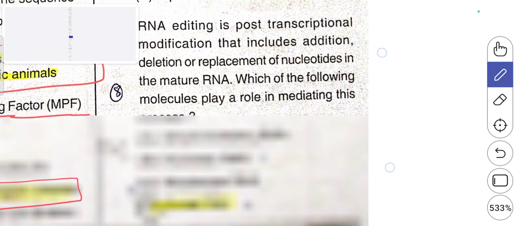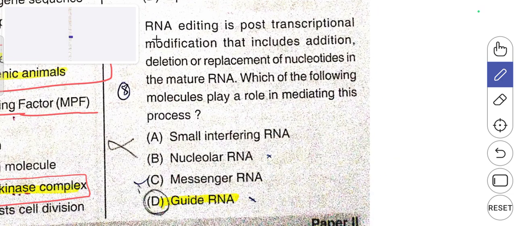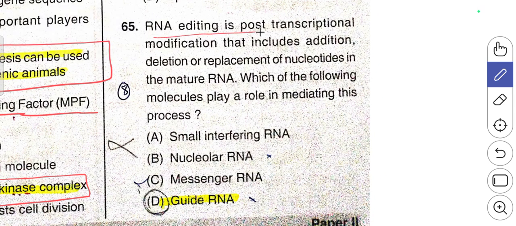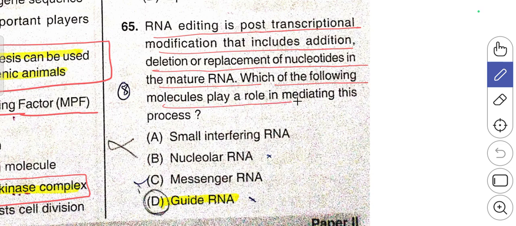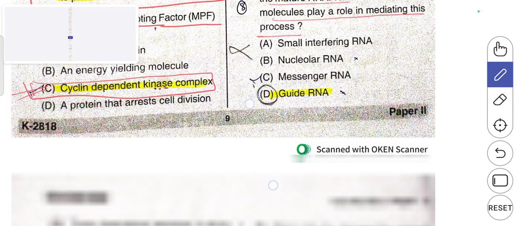Then 65th question. RNA editing is a post-transcriptional modification that includes addition, deletion or replacement of nucleotides in the mature RNA. Which of the following molecules play a role in mediating this process? So it will be mediated by a guide RNA. So D is the right answer.